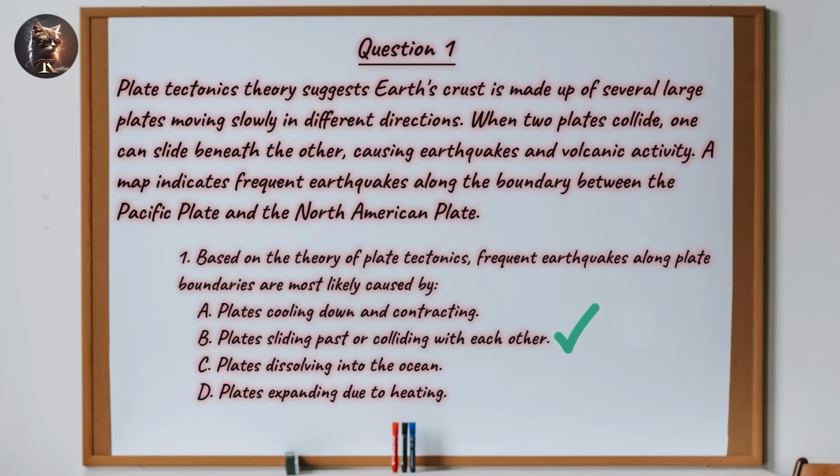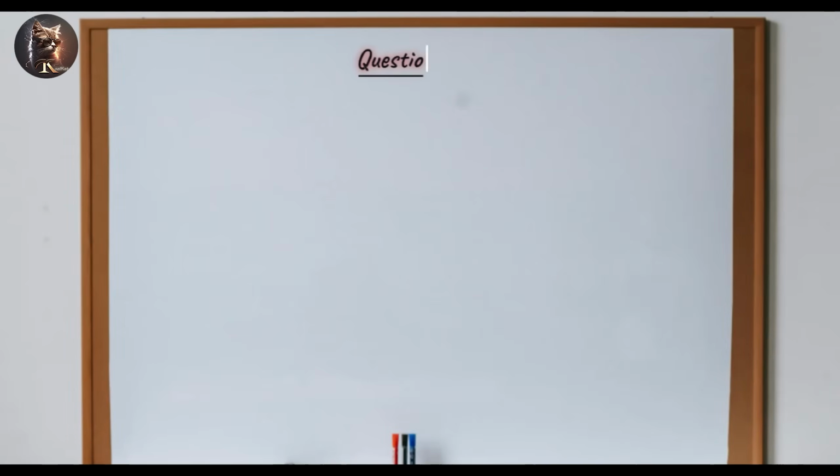Choice D states plates expanding due to heating. Heating does cause things to expand, but the theory of plate tectonics isn't based on plates simply warming up and expanding. Earthquakes come from sudden slipping or colliding of solid rock plates, not slow expansion from heat. So, while each of these ideas might sound interesting, none of them properly explains the sudden, powerful movements we experience as earthquakes. This is why choice B, plates sliding past or colliding with each other, is the best and only accurate answer here. All right, let's look at number 2.